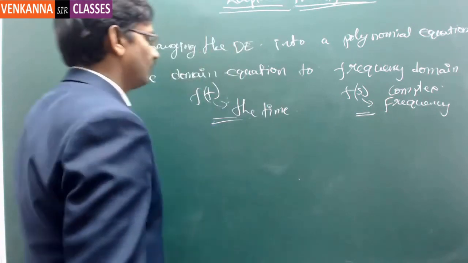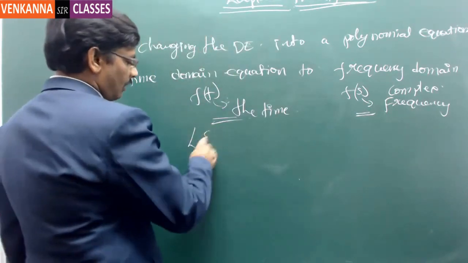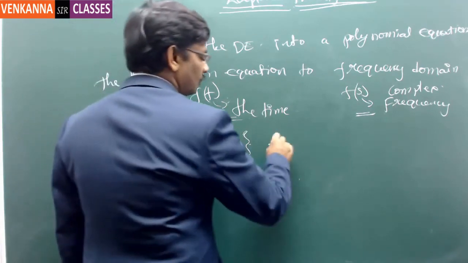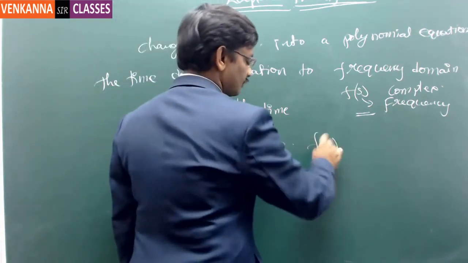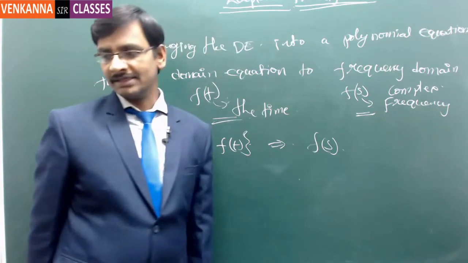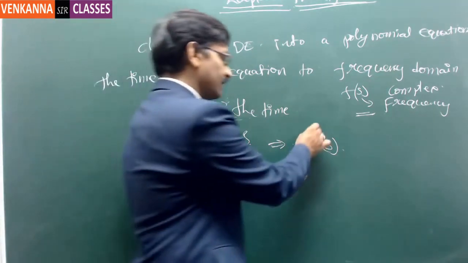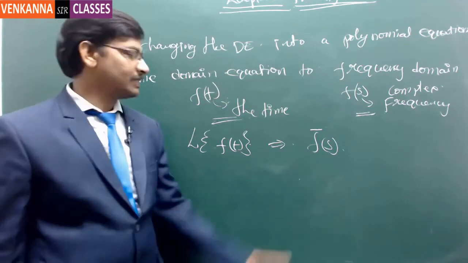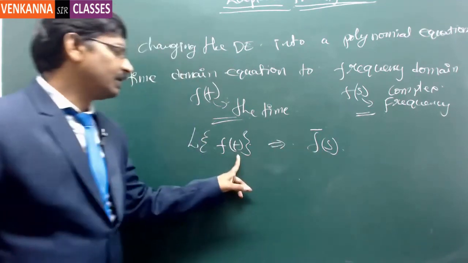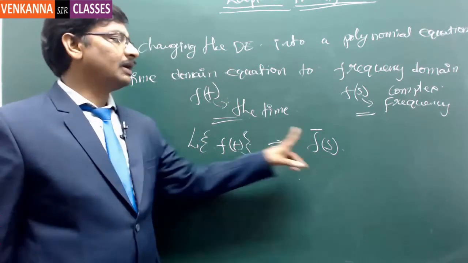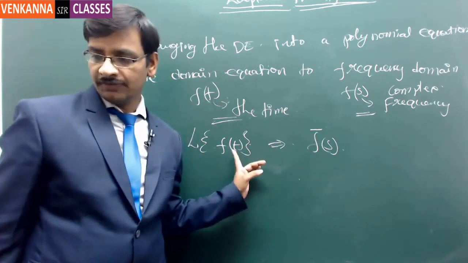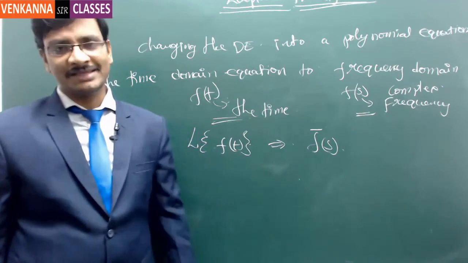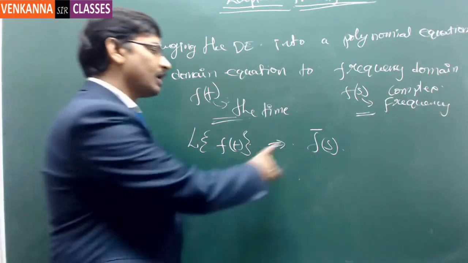Here the way we convert is, the Laplace transform of f of t is written as F of s or F bar of s. So whatever the convenience, you can use that. So F bar of s is nothing but the transform, where the variable here is s, it's a different function, it's not f. So it is the converted function of f into the frequency domain s. Got it? So this is the Laplace transform.